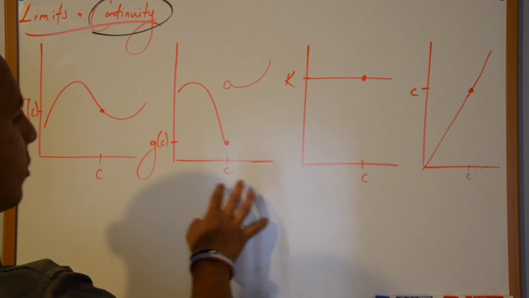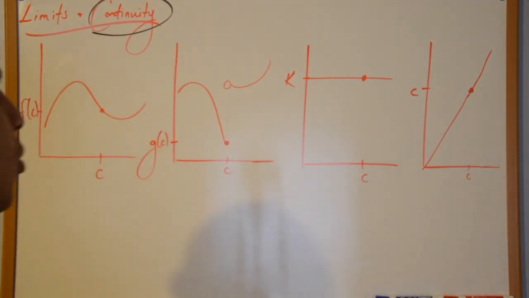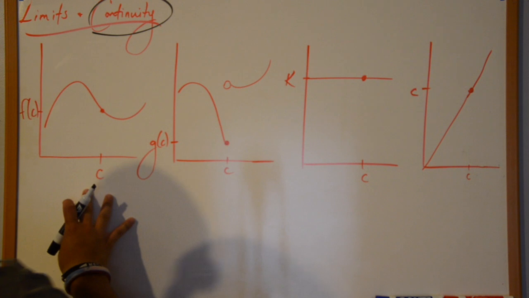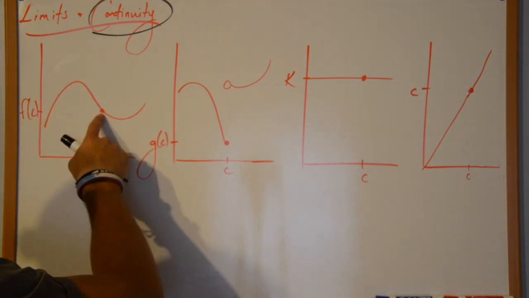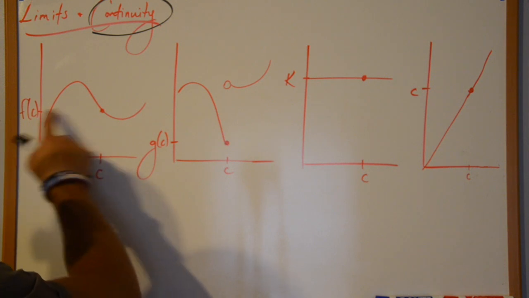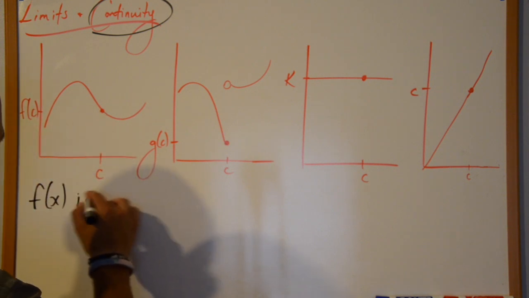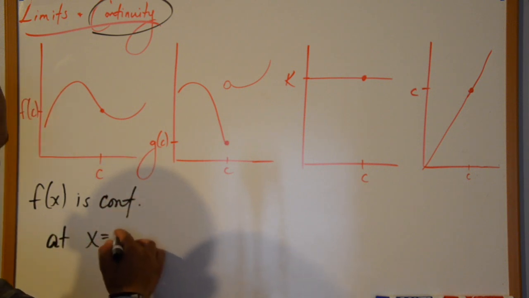So we have 4 different visual representations here regarding continuity. Let's just ensure that we're all on the same page. In our first function, we can see a nice, beautiful polynomial where we have a defined value at c. So we can say that here f of x is continuous at x equals c.